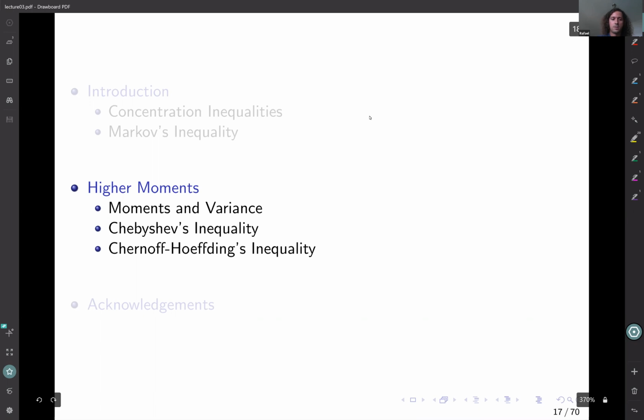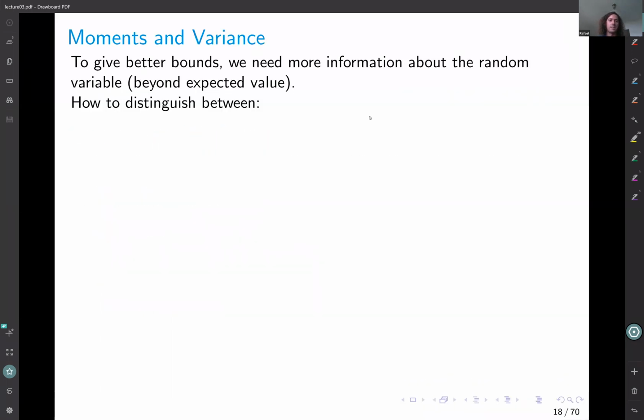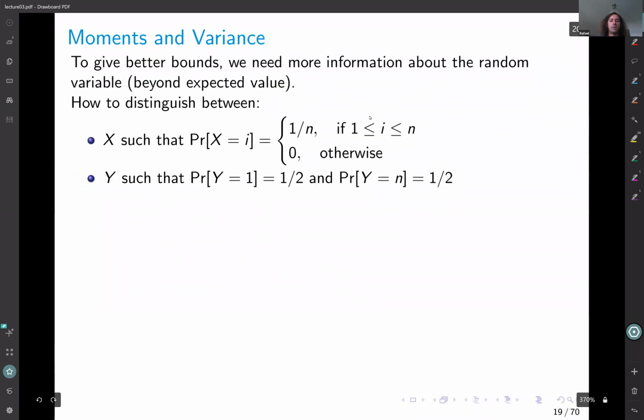Now, if you want to give better concentration bounds, we need more information about the random variable beyond the expectation. And here's the example that we talked about in the beginning of the lecture. So let's talk about it again. How do we distinguish between these two random variables?